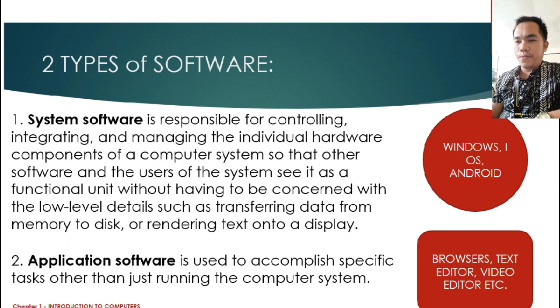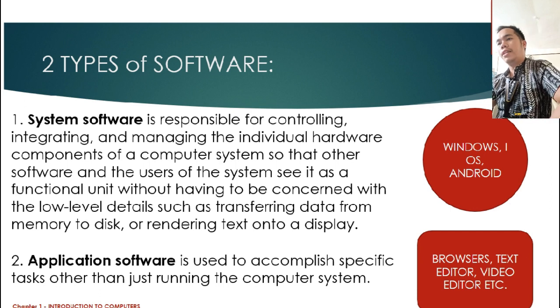Application software, on the other hand, is used to accomplish specific tasks other than just running the computer system. Application software may consist of a single program, such as an image viewer, or a small collection of programs often called a software package that work closely together to accomplish a task, such as a spreadsheet like Excel, or a text processing system like Microsoft Word. For presentation software, there is Microsoft PowerPoint.